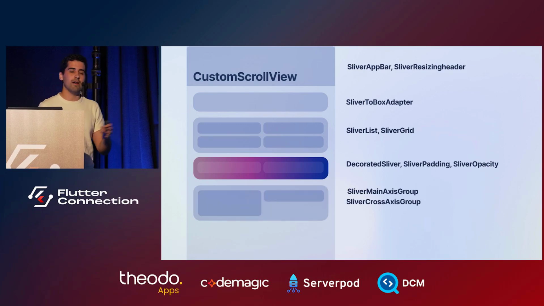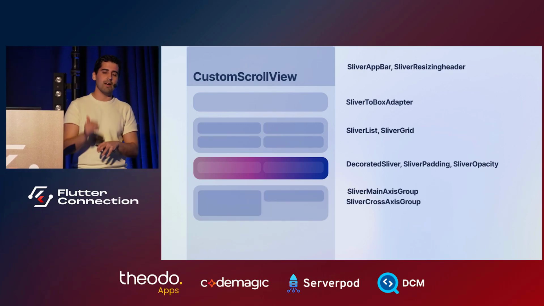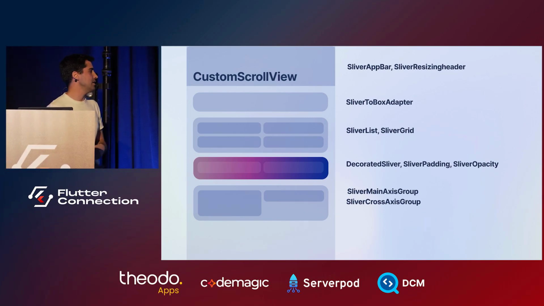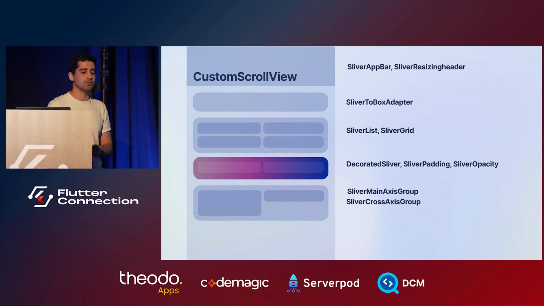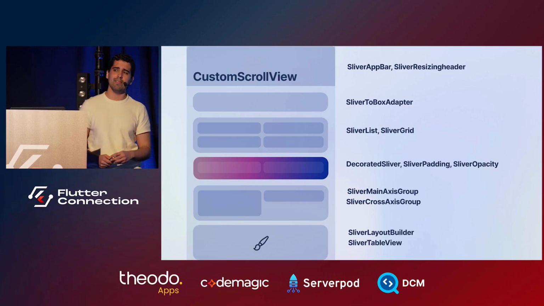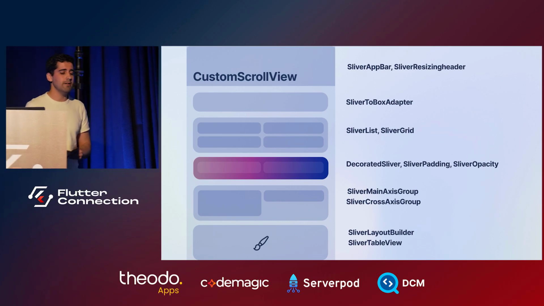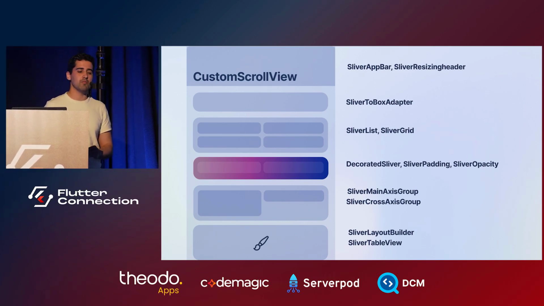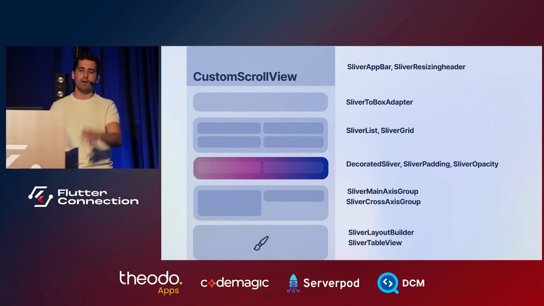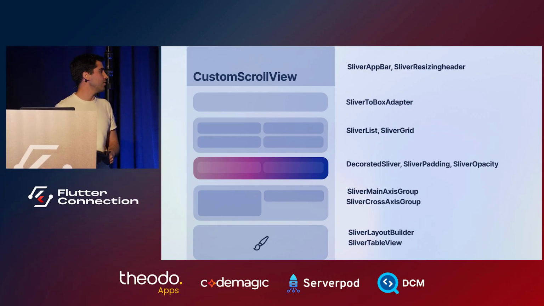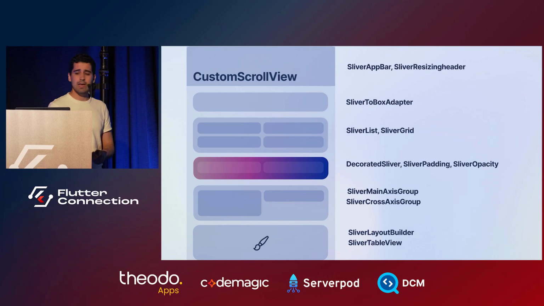We can also define more cross-axis and main axis, like columns and rows in our items, and group them all together using the SliverMainAxisGroup and CrossAxisGroup. And then we can make it even more customizable using the sliver layout builder to make our own slivers, using other packages that the community provides, such as the sliver table view, the Cupertino pull to refresh, and things that increase the value of what we can build with it.